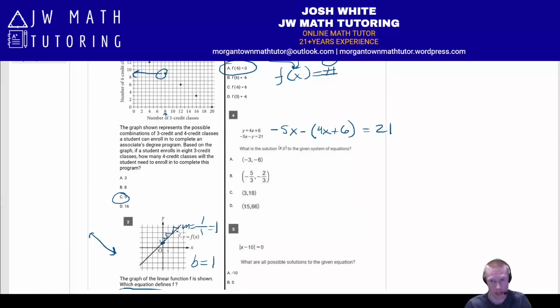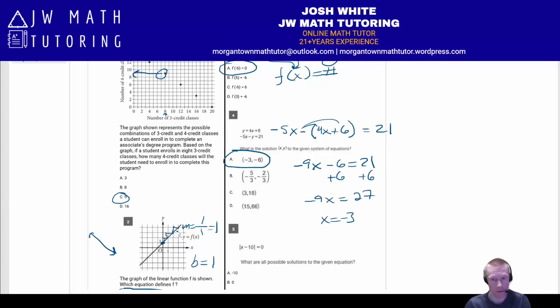Now we can solve this equation for x. We can distribute this minus to both terms. So it's going to be -5x minus 4x, which is -9x, and then -1 times 6, which is -6. We just finish solving this out. We get -9x equals 27. X is going to equal -3. So notice, by process of elimination, the correct answer has to be A. There's no other answers that have -3 as the x value, so we don't even need to bother technically solving for y. We don't need to spend time on that.